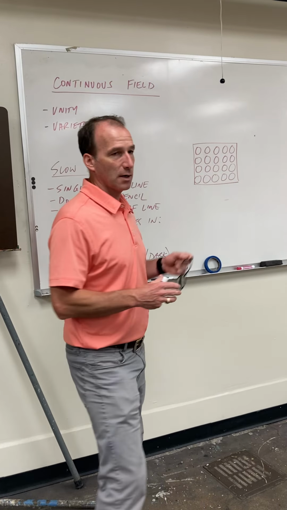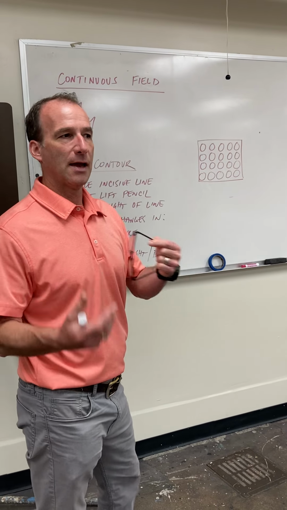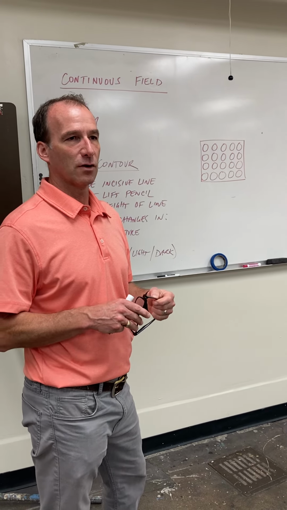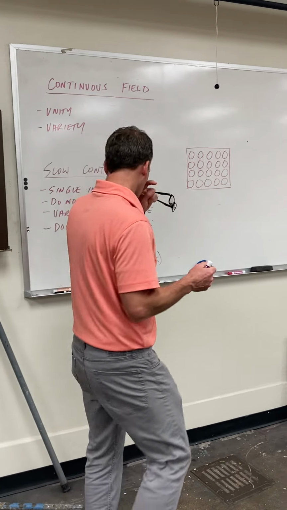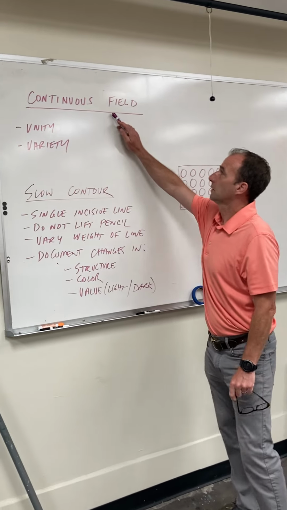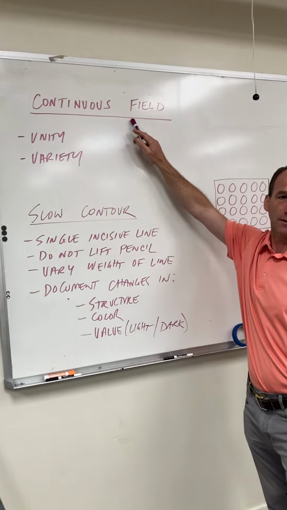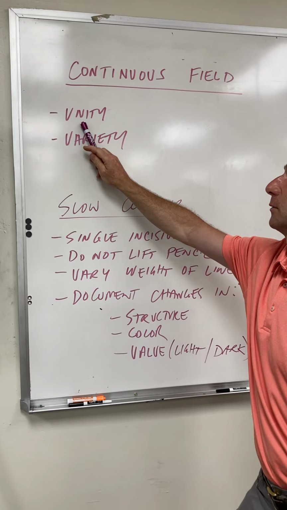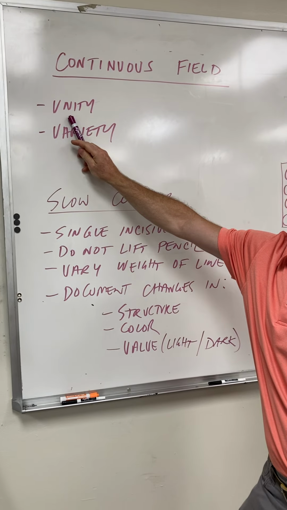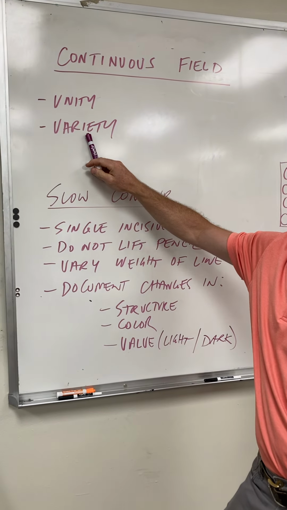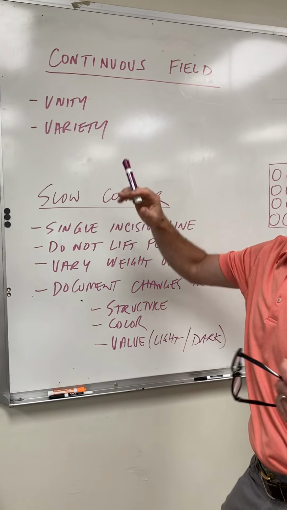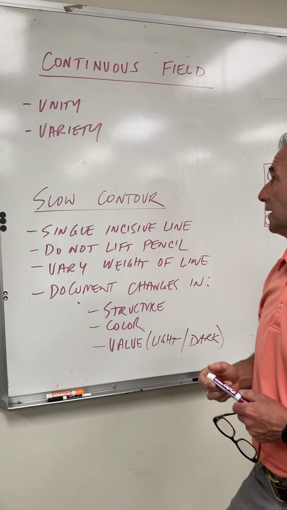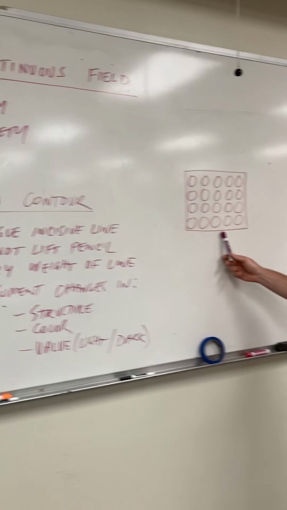But let me just go over a couple of the things to think about, kind of have in the back of your mind as you're making this drawing. So the drawing includes a thing called continuous field, and we'll get back to that in a second. We also will be dealing with a design element called unity, and then also ultimately variety. So balancing between unity and variety, which I'll explain in a second. But we'll start here.